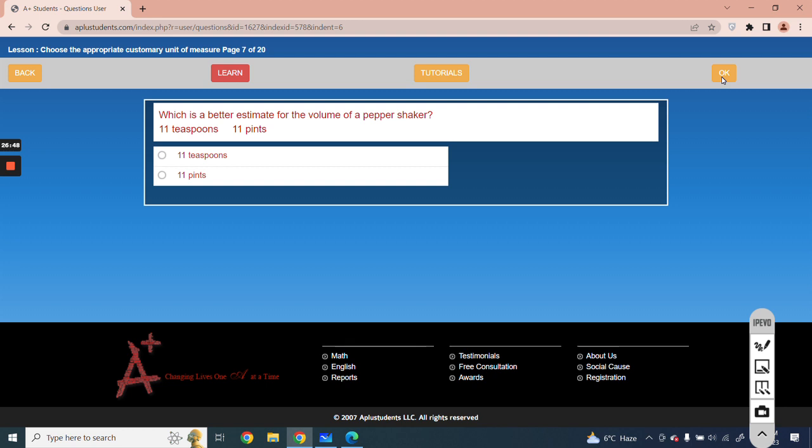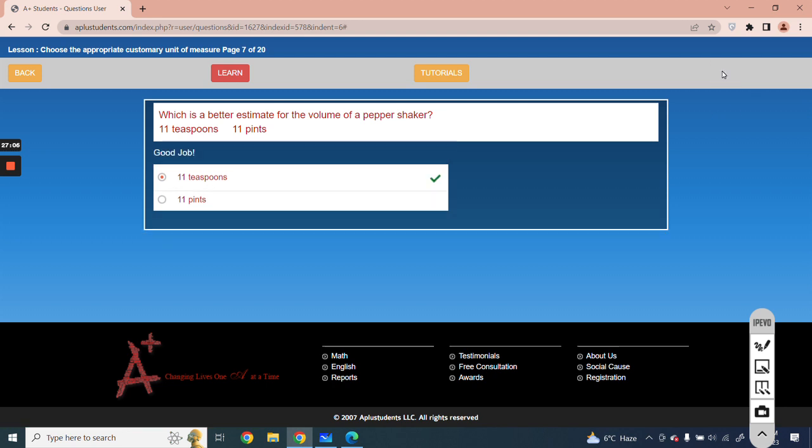Okay, which is a better estimate for the volume of a pepper shaker? Which option is the correct one? 11 teaspoons or 11 pints? It would be 11 teaspoons. Because 11 pints is too heavy. Got it?